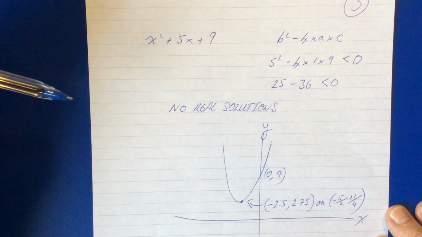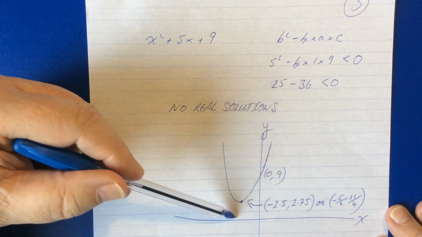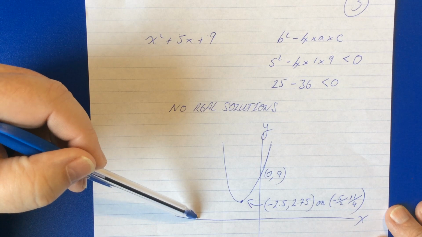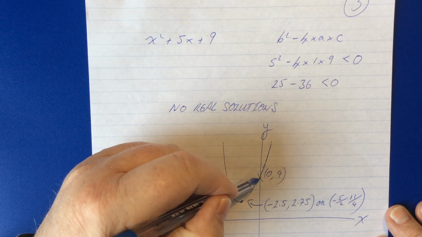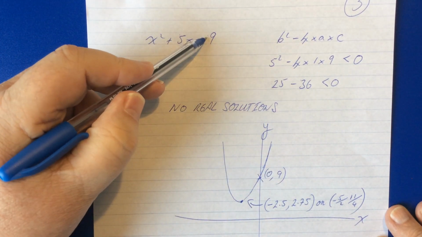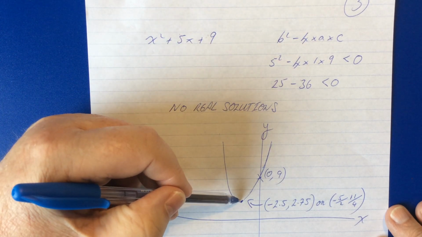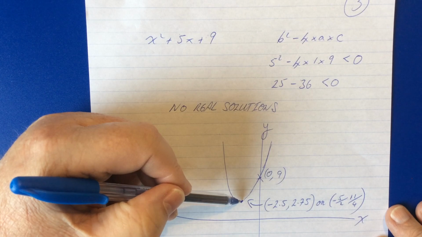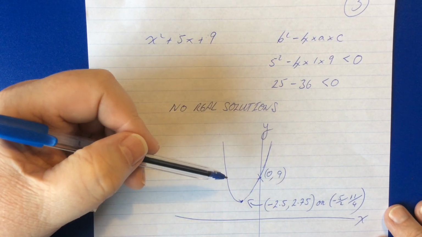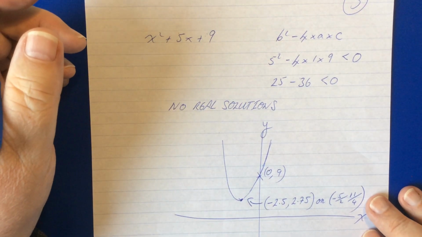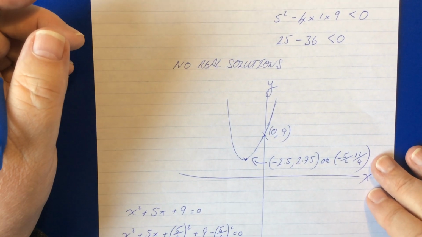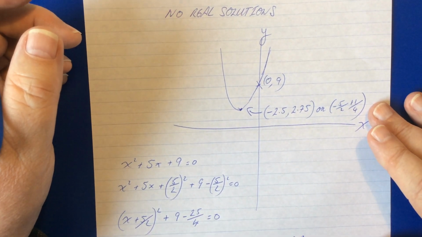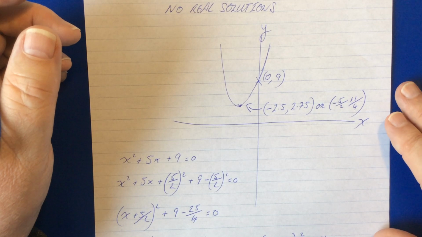It doesn't mean you can't graph this thing. All it means is that it does not hit the x-axis. We have the y-intercept here, which we get from that. And this thing does have a turning point, which we can figure out. And I'll show you what I've done about that down below. Okay, so here we are.